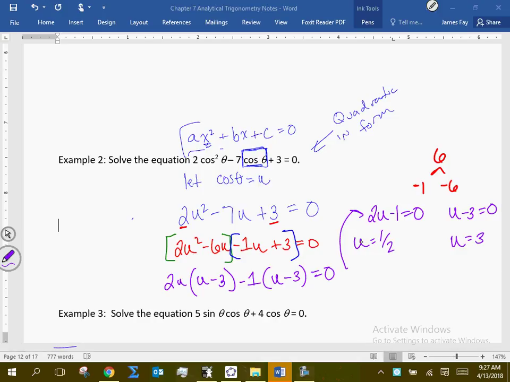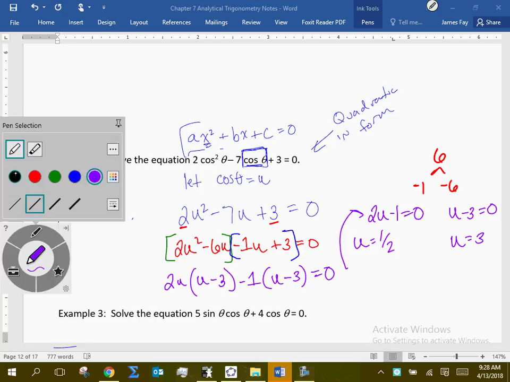But what was u? Cosine. So now I'm going to make that substitution. I'll have my solutions. Cosine theta is now 1/2. And cosine theta is now 3.